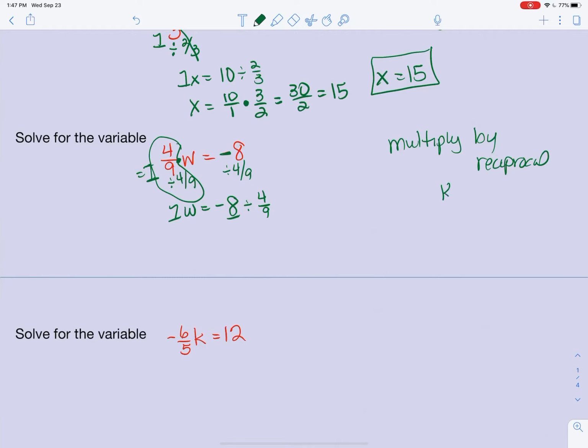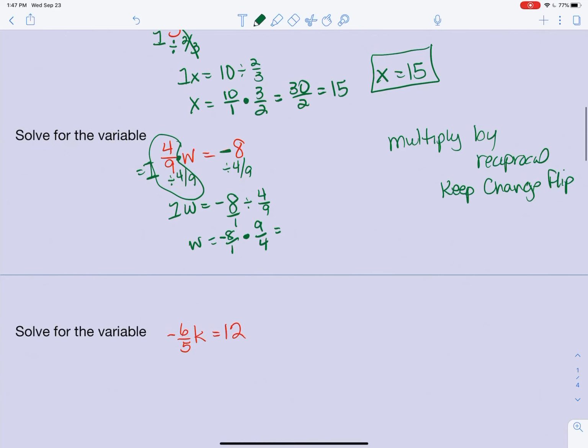Which is keep, change, flip. Okay, so I keep the 8 over 1. So w equals 8 over 1, -8 over 1, times the reciprocal 9 over 4. -8 times 9, that's that rule. Tic-tac-toe, -8 times 9 is 72.